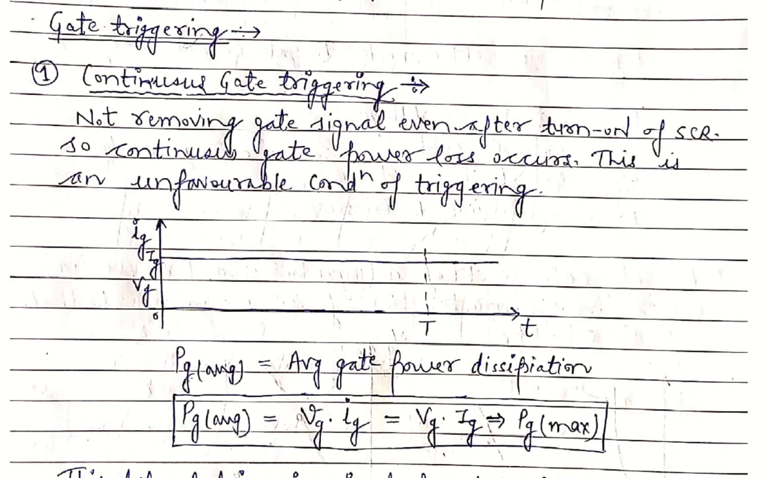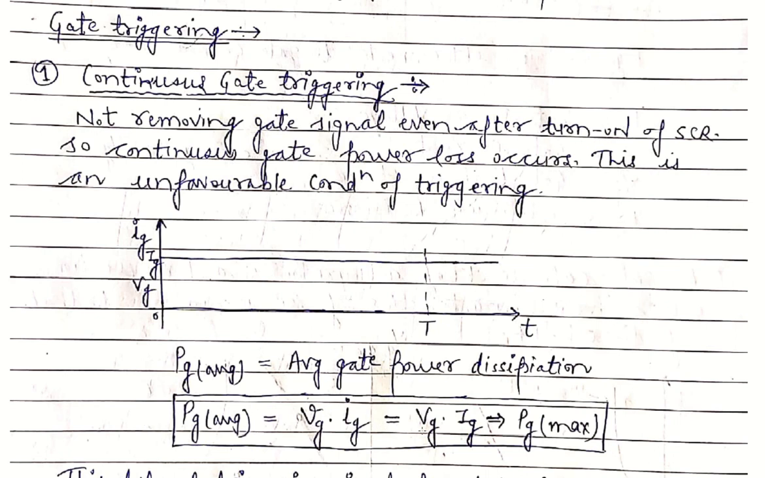If you want to calculate PG average, which is the average gate power dissipation, then it will be given as VG into IG, and this is the average value. We simply take VG into IG, the maximum values, to calculate the peak power, this is PG maximum. So PG maximum here is similar to PG average in this case. This expression is very important from the numerical point of view.